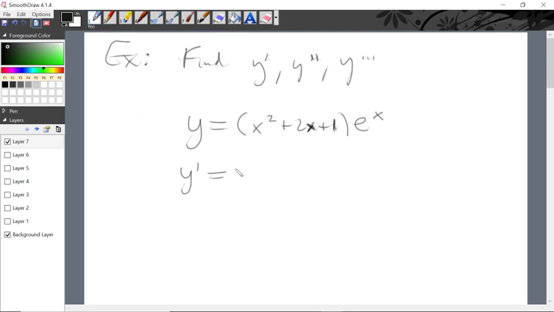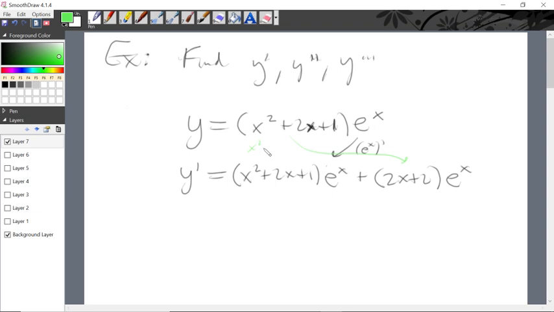This will be the only example we'll do. Y prime is equal to, well, first we can leave the first function alone, and then take the derivative of the second function, right? So let's take e to the x prime, and that gives us e to the x. Plus, now let's take the derivative of the first function, which is 2x plus 2, times the second function left unchanged. So this is (x squared plus 2x plus 1) prime. There's our product rule right there.